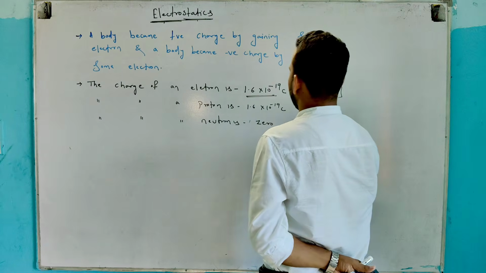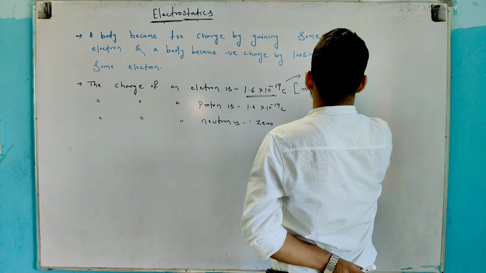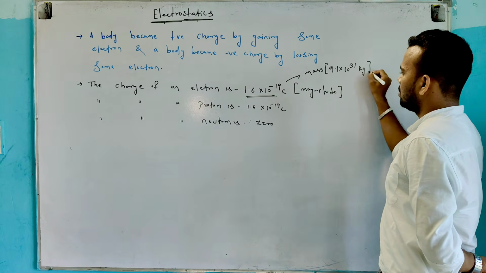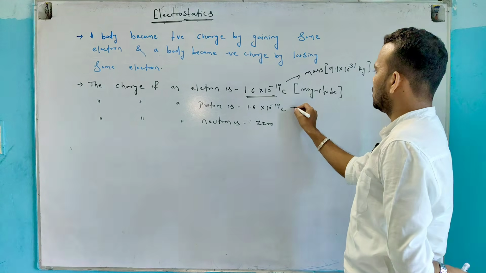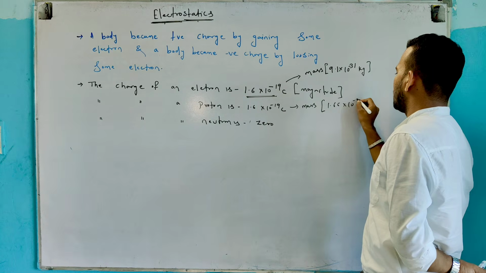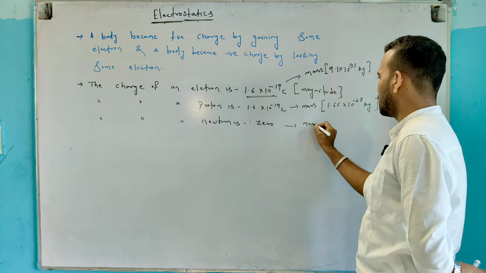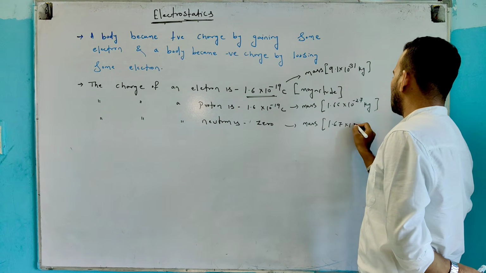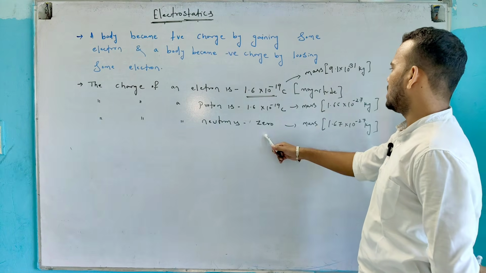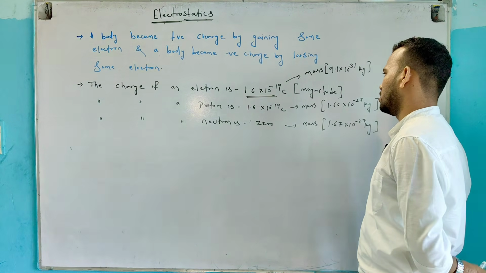And what about the mass? The mass of an electron is 9.1 into 10 to the power minus 31 kg. The mass of a proton is 1.66 into 10 to the power minus 27 kg. The mass of a neutron is 1.67 into 10 to the power minus 27 kg. This is the charge and this is the mass of an electron, proton and neutron.